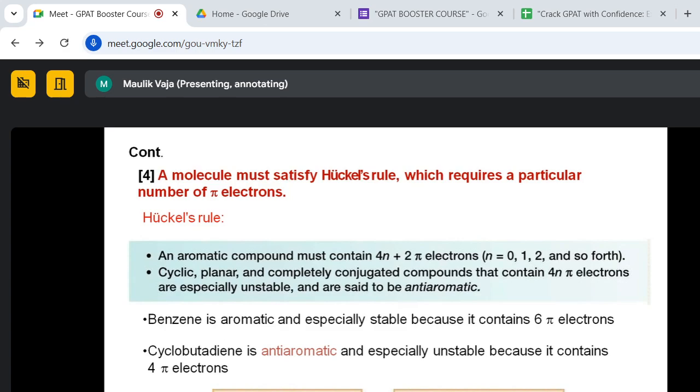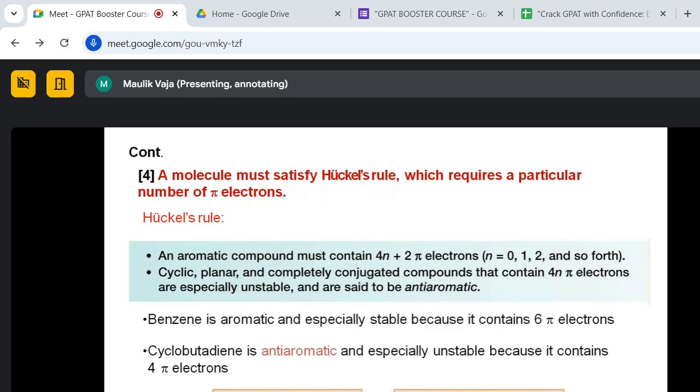So conjugation, all three criteria are met. Now come to Huckel's rule. It should contain 4n plus 2 pi electrons. If we keep n equal to 1, then it should contain 6 pi electrons. So benzene has 6 pi electrons.